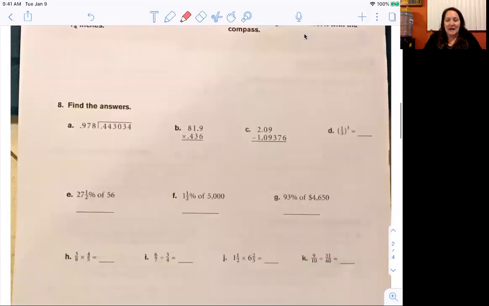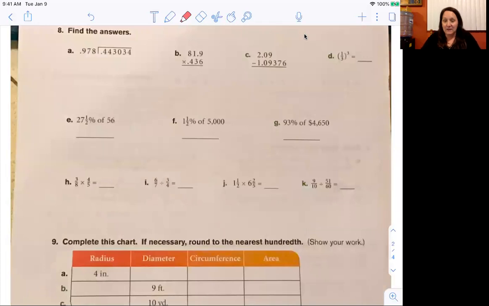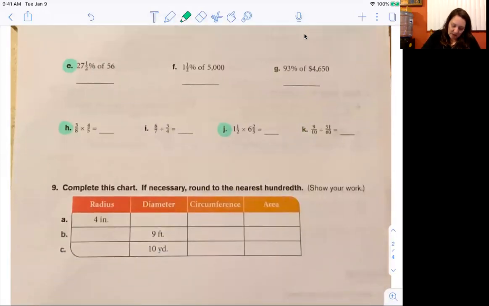So your assignment for tonight is letter A, B, C, D, E, H, J, that's 7, and let's do 9A. So you'll have to do diameter, circumference, and area. So it's 3 parts of that. So you have 10 total tonight.